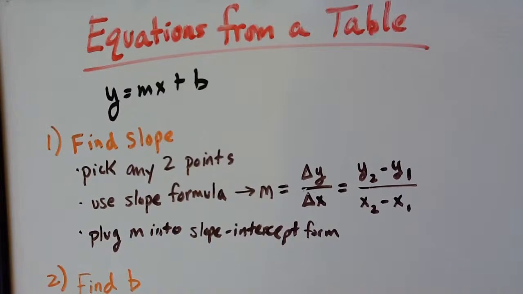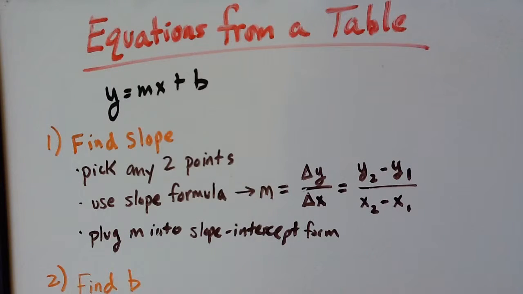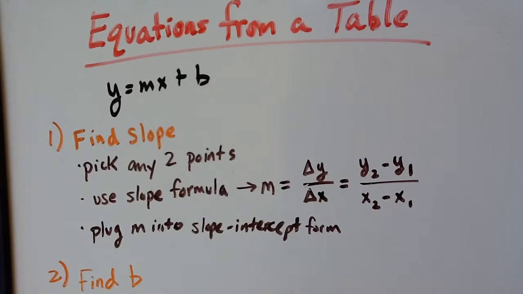Okay, in this lesson we will write an equation in slope-intercept form given a table. Remember, slope-intercept form is y equals mx plus b, where m is the slope and b is the y-intercept. Now first, to write this equation in slope-intercept form, we need to find slope, find m.